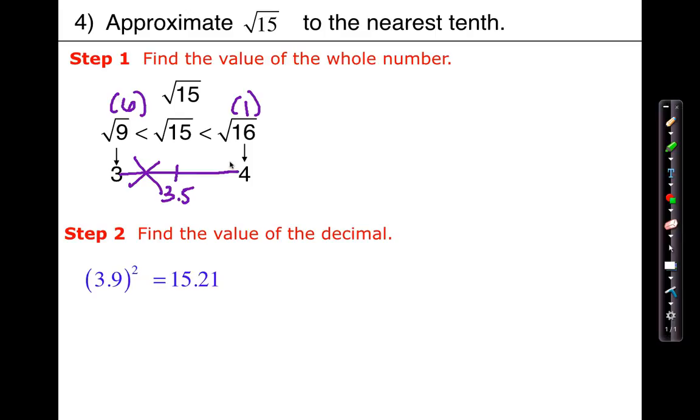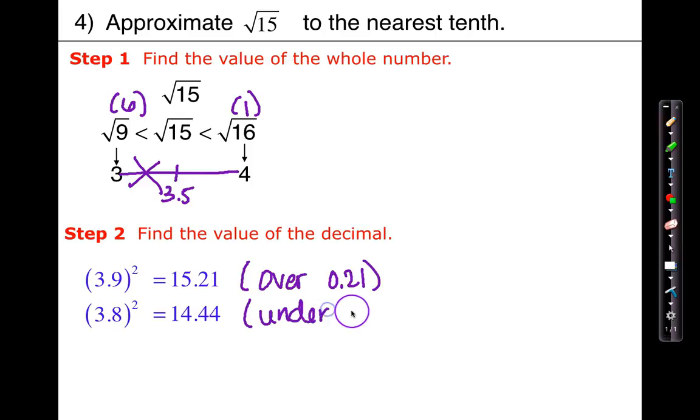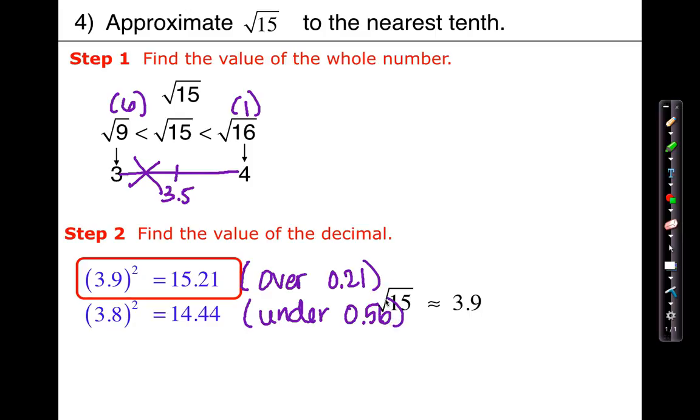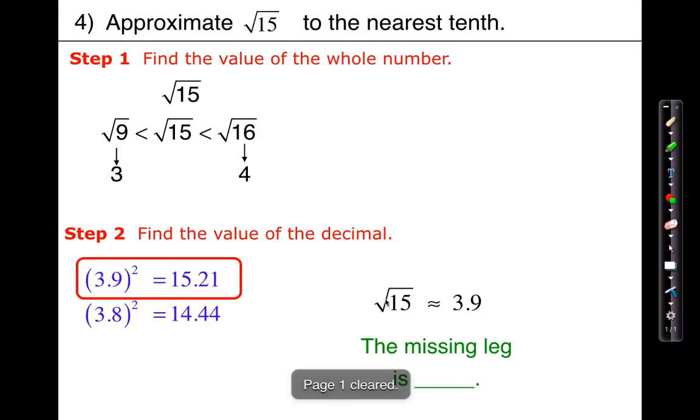3.9 squared is 15.21, which is over 0.21. But let's try 3.8 since that one is over, and this one is under 0.56. So definitely I'm going to go with 3.9 since it is closer. So to answer the question, I would say the missing leg is approximately 3.9.